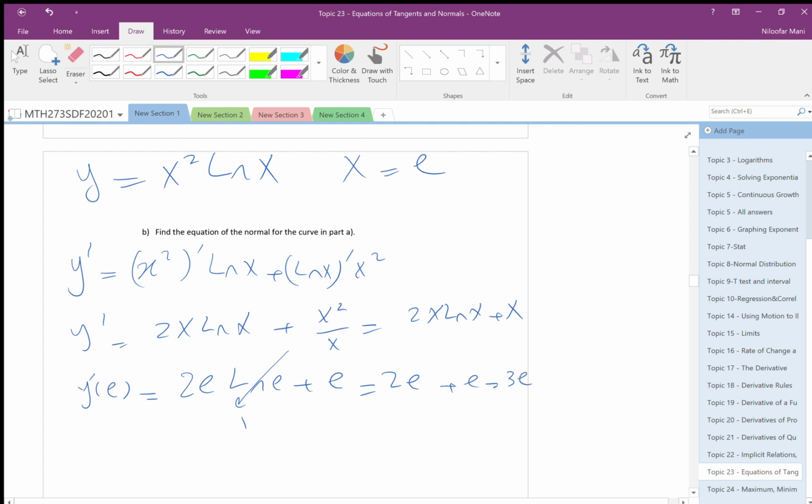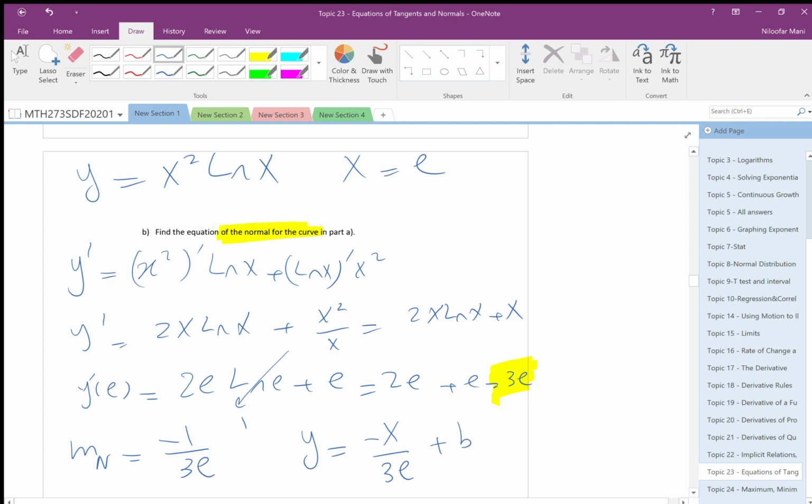This is the slope of the tangent line, but here it says normal line. So the slope of the normal line is the reciprocal and change the sign. Okay, so look at this. I flip and change the sign. So that's that. So I have to do y equals minus x over 3e plus b.